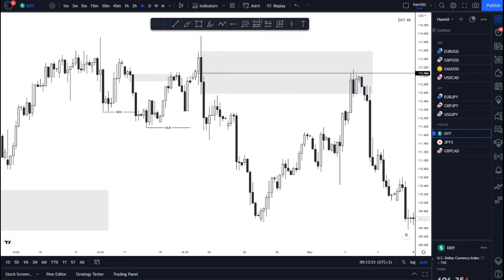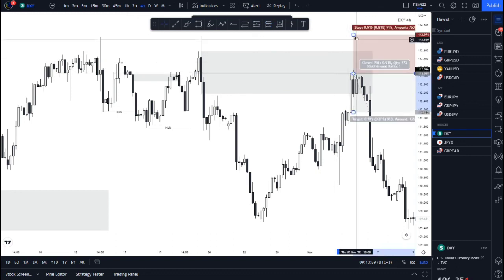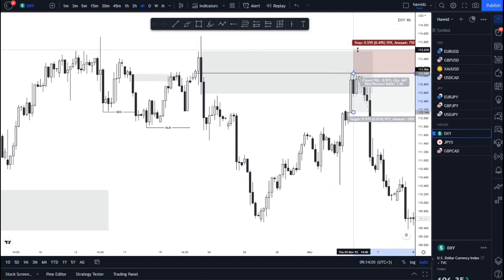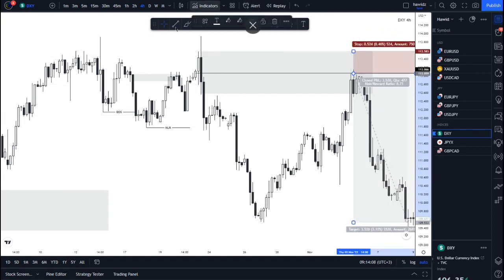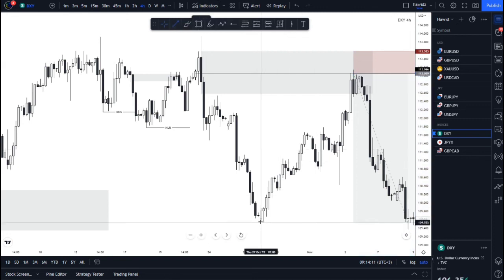From that entry mark, if you're the one to use limit orders, you could just have your sell limit from there, your stop loss above the zone, and of course you are looking to target the low. So as you can see, this is the beauty of the MMC footprint strategies, right?